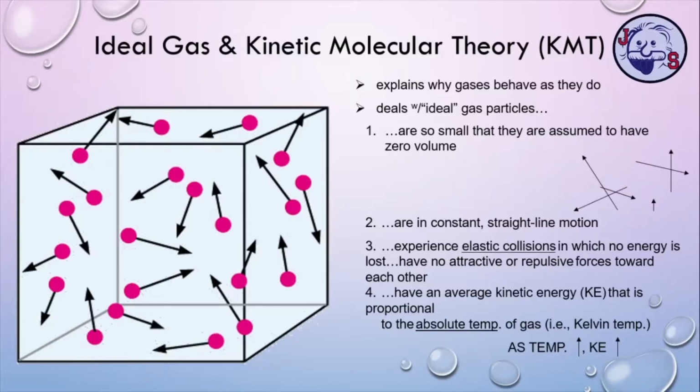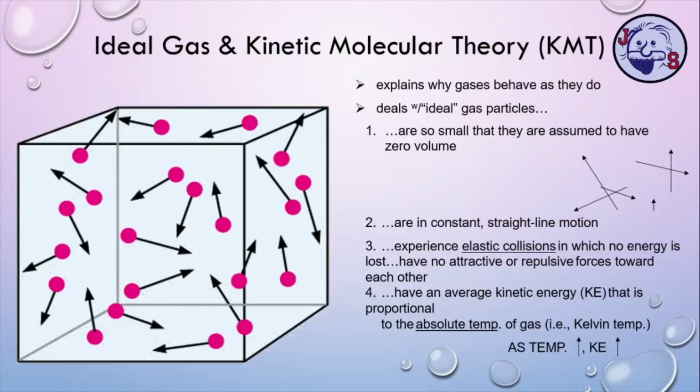The first assumption in the kinetic molecular theory is that gases are so small that they are assumed to have zero volume. The second one, the molecules are in constant straight line motion. Number three, gas molecules experience elastic collisions, so no energy is lost. According to this assumption, there is no attractive or repulsive force towards each other.